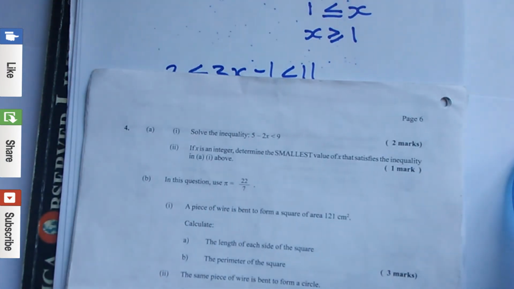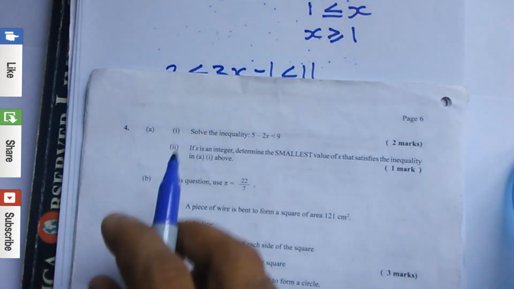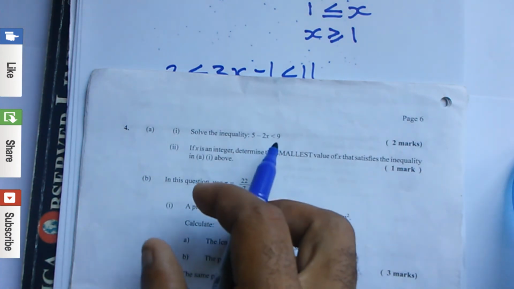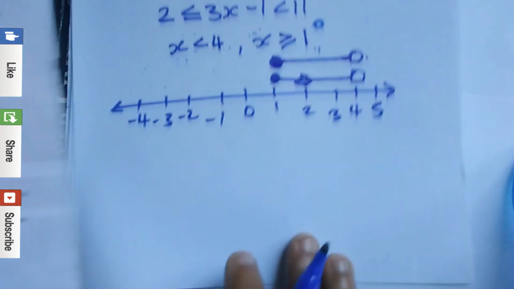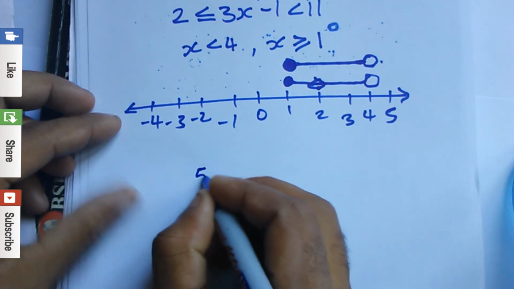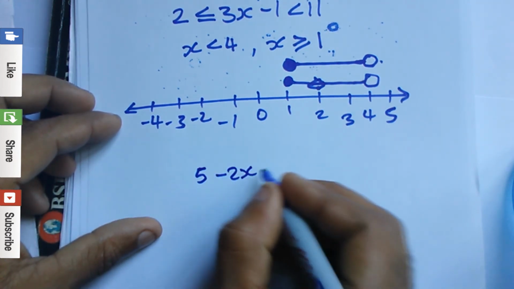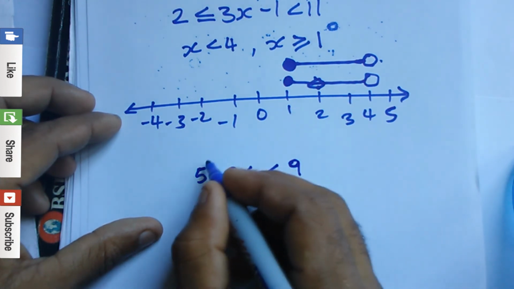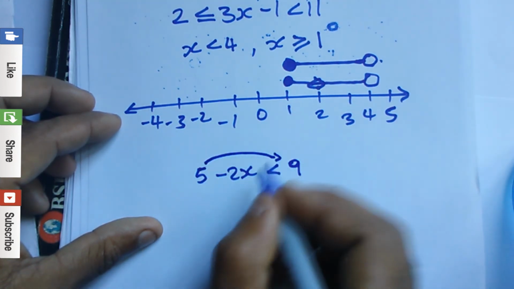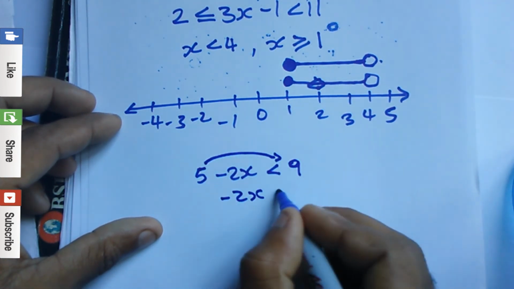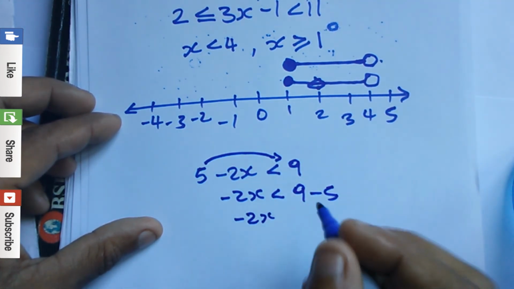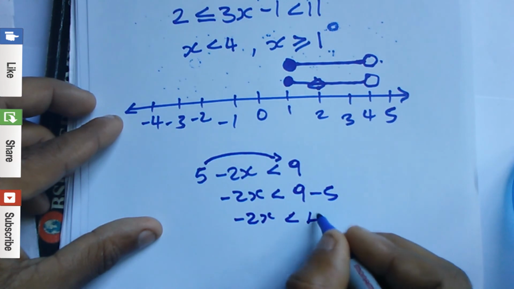This one is a 2011 past paper question. They say solve the inequality 5 minus 2x less than 9. So we have 5 minus 2x less than 9. So I'm going to collect terms. I'm going to bring the 5 on this side. So I'm going to have minus 2x less than 9 minus 5, so minus 2x is less than 4.